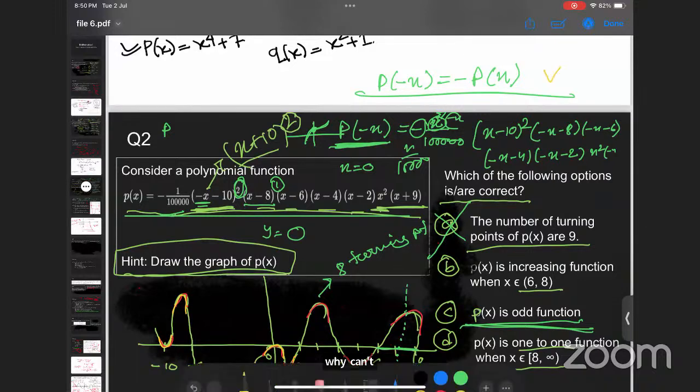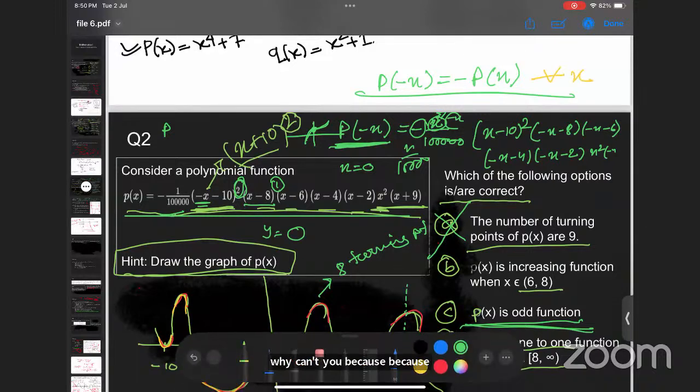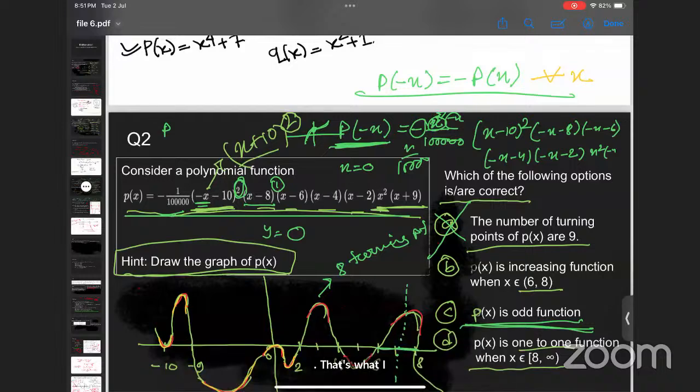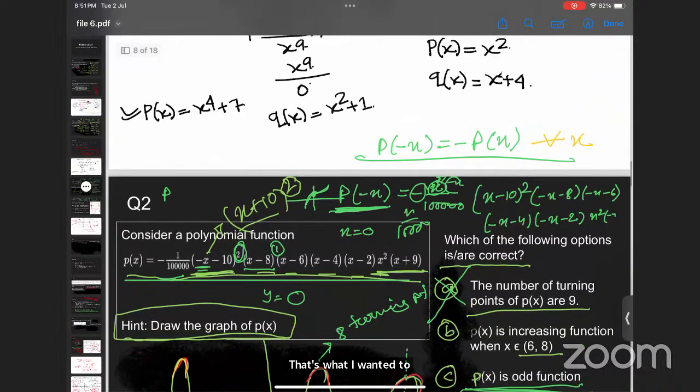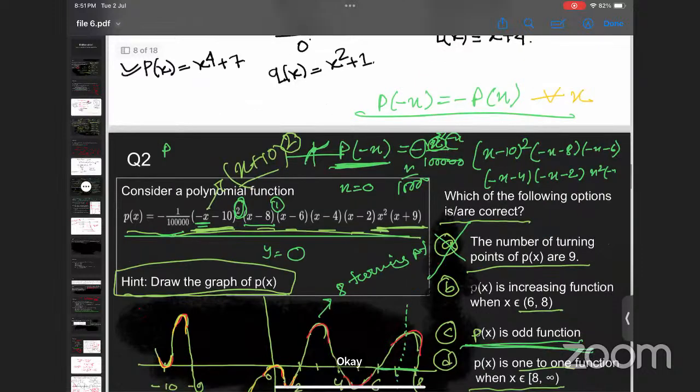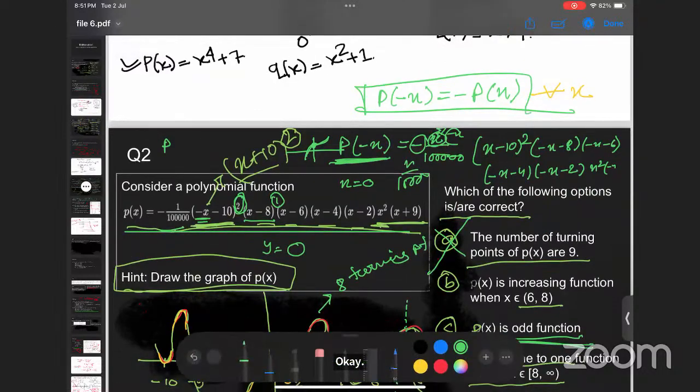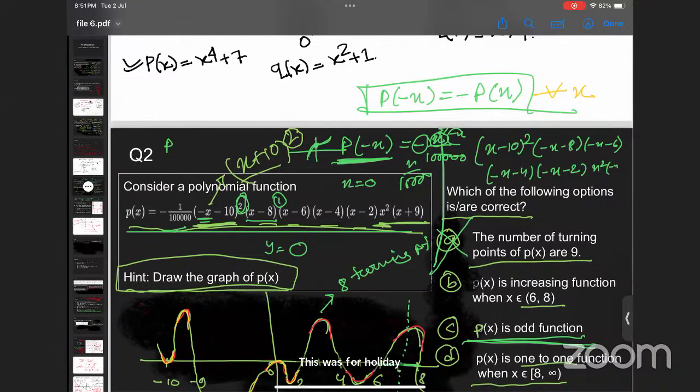This holds for all the x, right? It's not for all the x. Just because it's passing from origin, you can't say it is an odd function or an even function. You can't say. You need to check this condition. So let us check this condition first, whether it is satisfying or not.